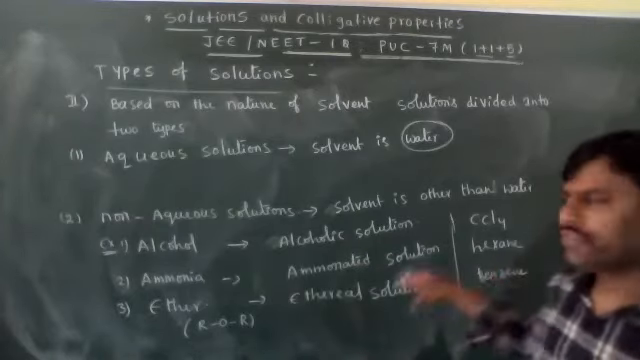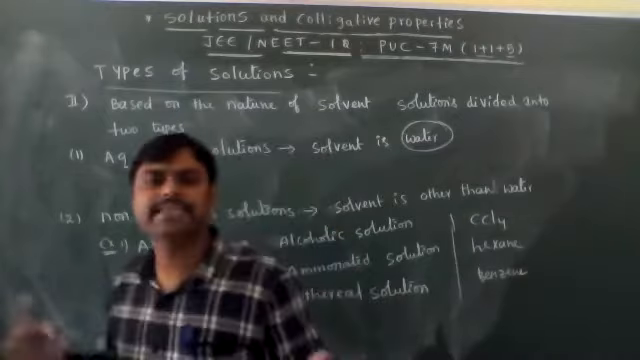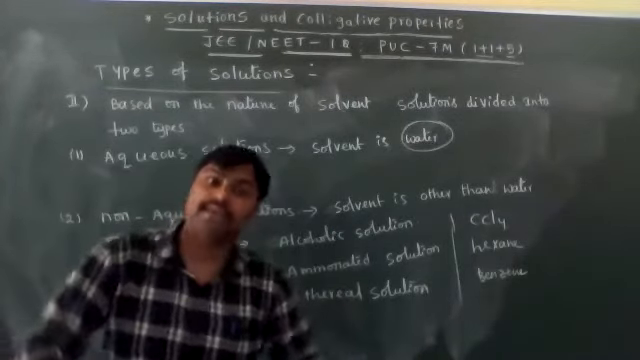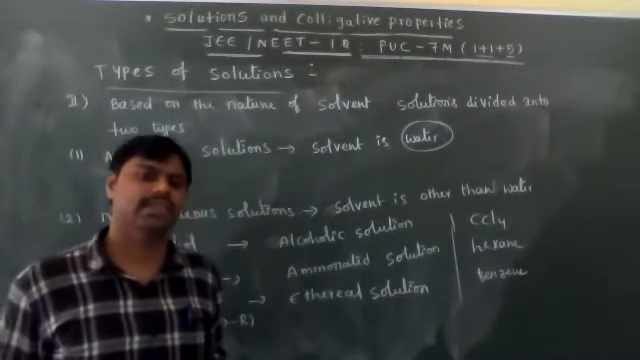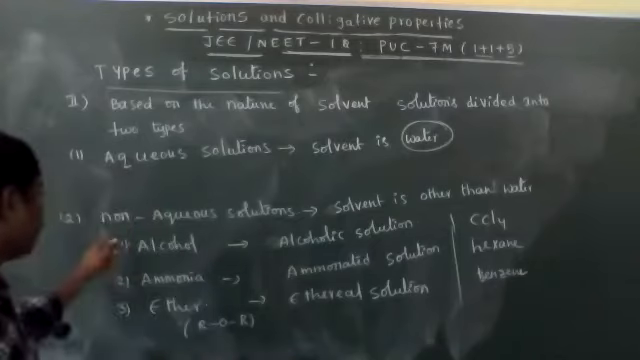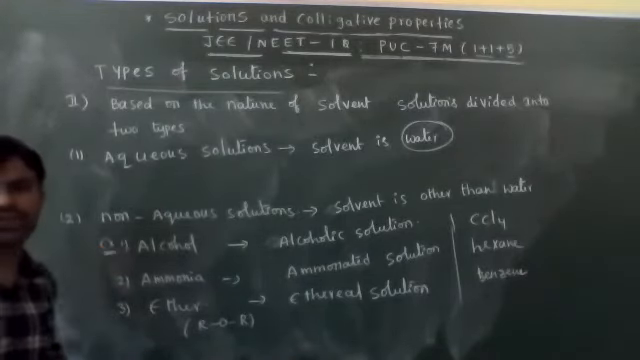Not only these three, we can use other solvents. Carbon tetrachloride we can use as a solvent, hexane, benzene, and carbon disulfide we can use as solvents. Different types of solvents are present other than water. Those are all called non-aqueous solutions only.